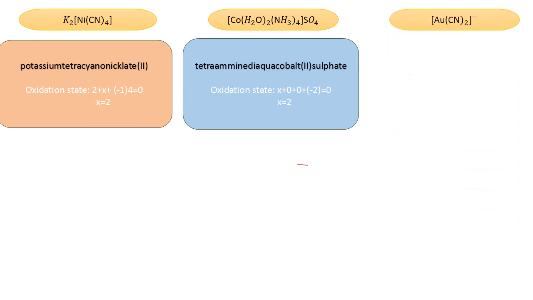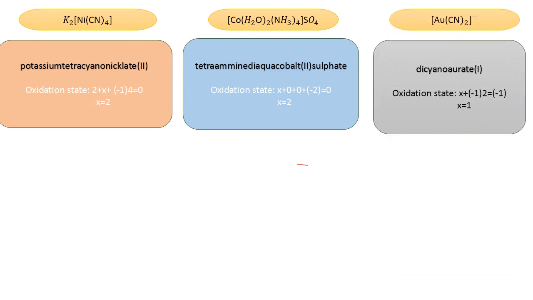Example. This is simpler. Dicyanoaurate 1. The oxidation state can be found: X plus minus 1, because cyano has charge minus 1, into 2 is equal to minus 1, because this complex has a minus charge here. So minus 1, hence X is equal to 1.